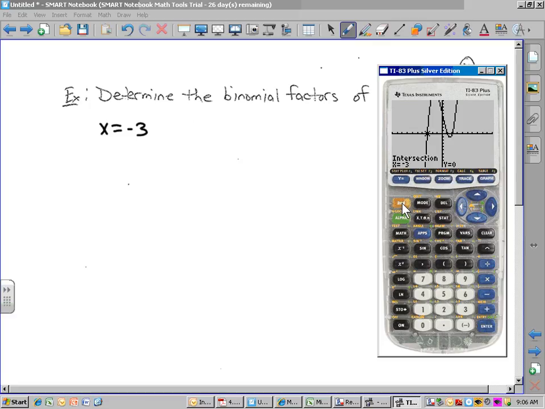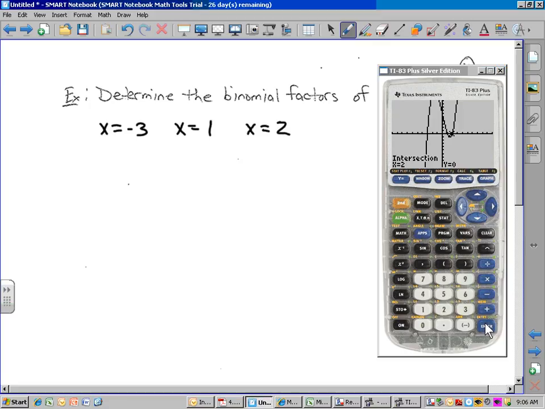And we'll do it again. Second, calculate, trace, intersect. Again, we move the spider over, hit enter 3 times to the next one. X equals 1. And let's see what that last one is. Again, getting close as possible. X equals 2.